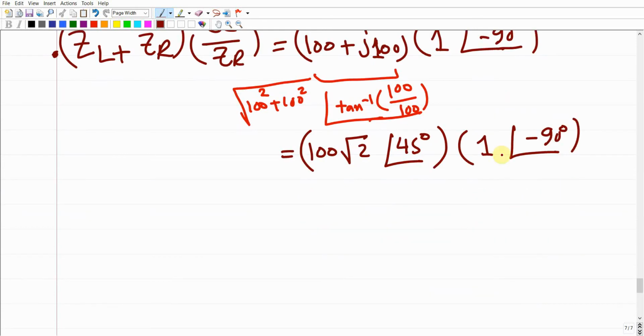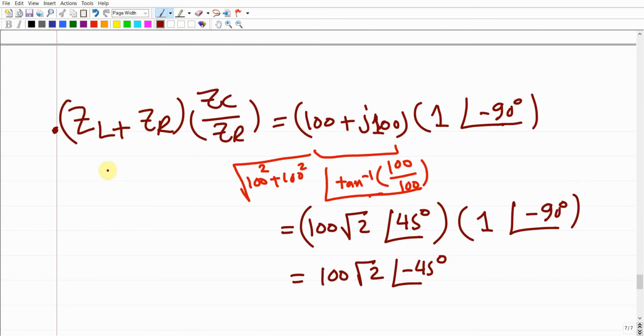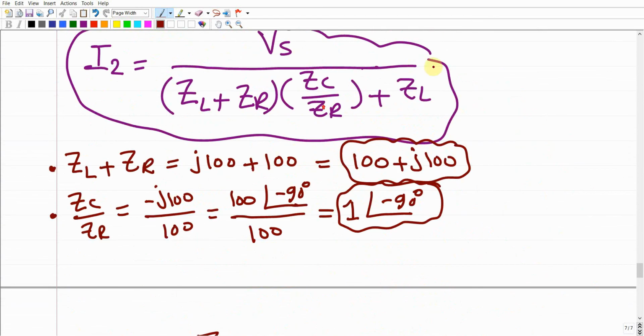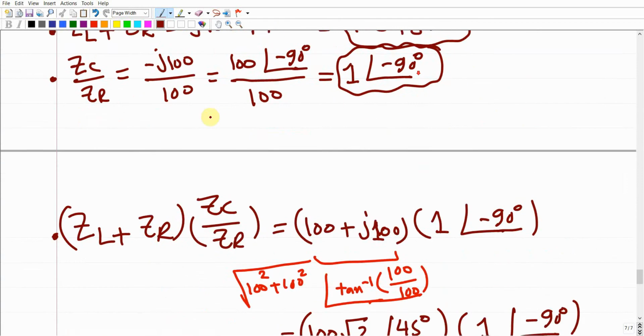So you just multiply the amplitudes, which gives us 100 square root of 2, and you sum the angles. 45 minus 90 gives us negative 45 degrees. This gives us this product. Make sense? Then your objective is just to add this term to the ZL. We're still working with the denominator.